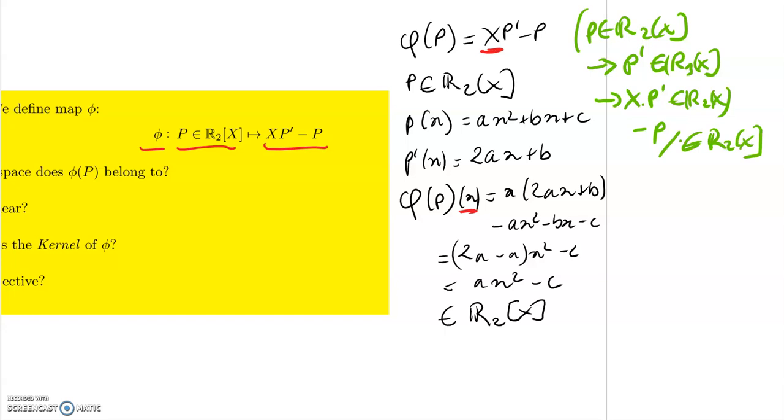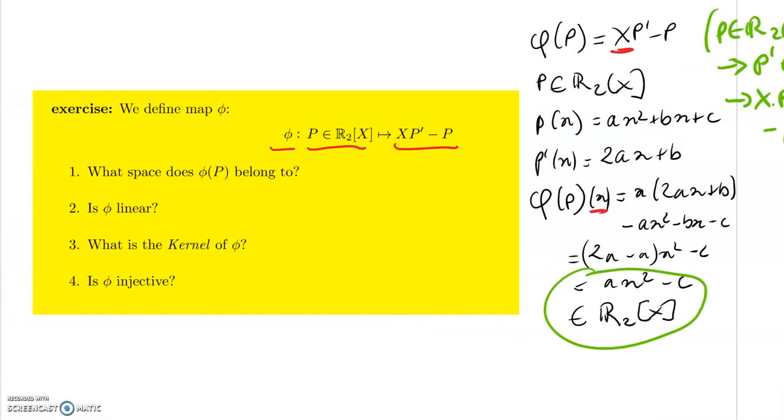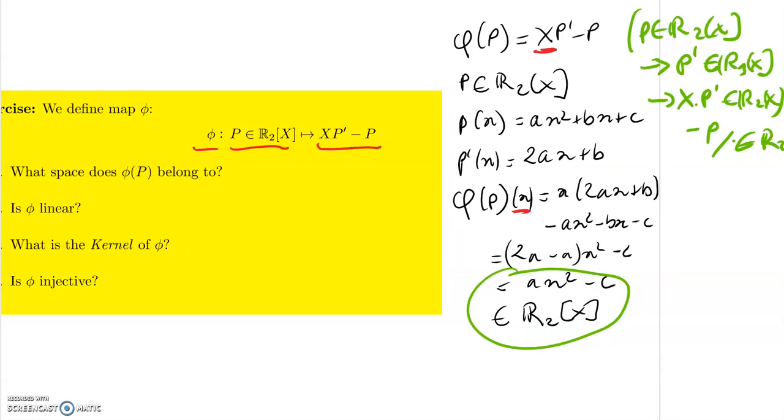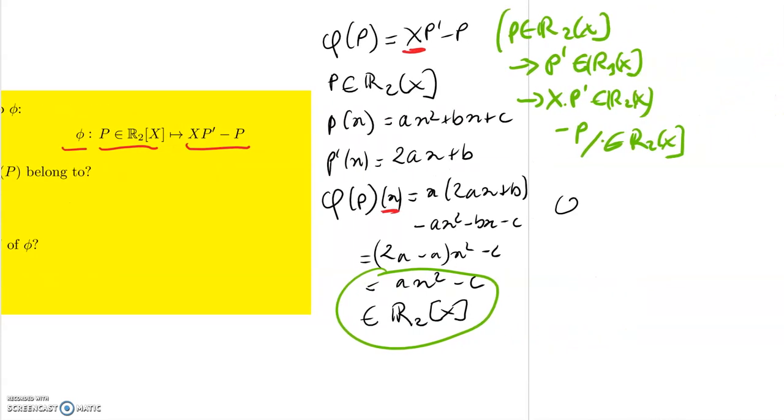I didn't really need to do all these calculations, but here we have exactly what it means to apply phi to a specific p, as any polynomial of degree 2 can be written like ax^2 plus bx plus c. So phi of p belongs to R2 of x. So phi is indeed a map that goes from R2 of x and has image in R2 of x.